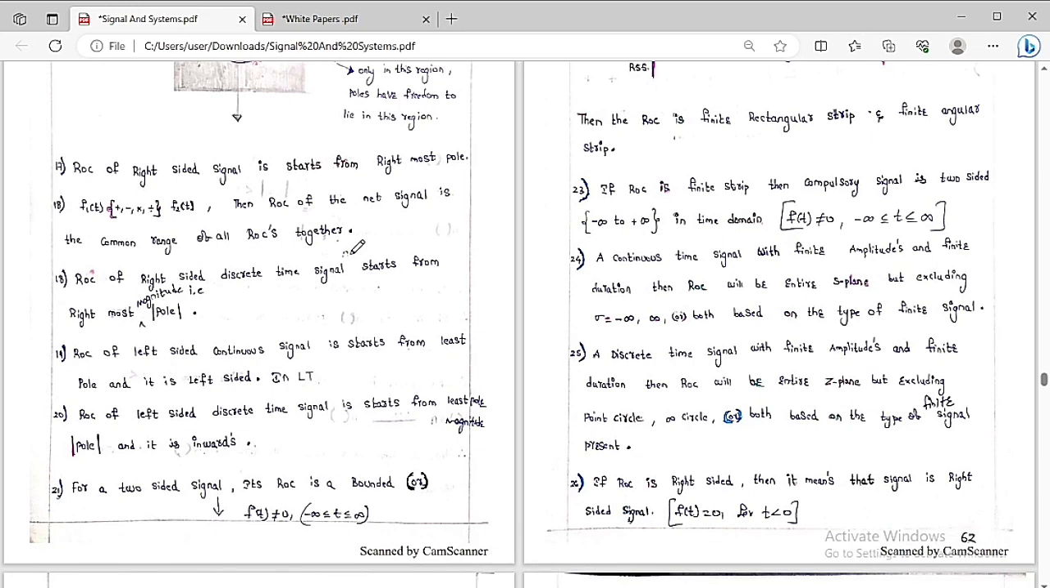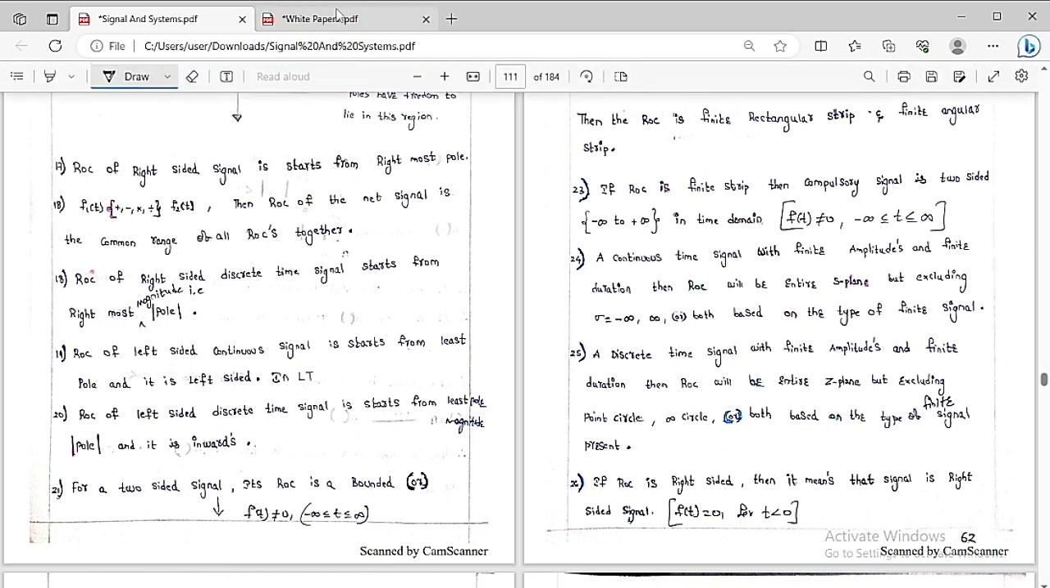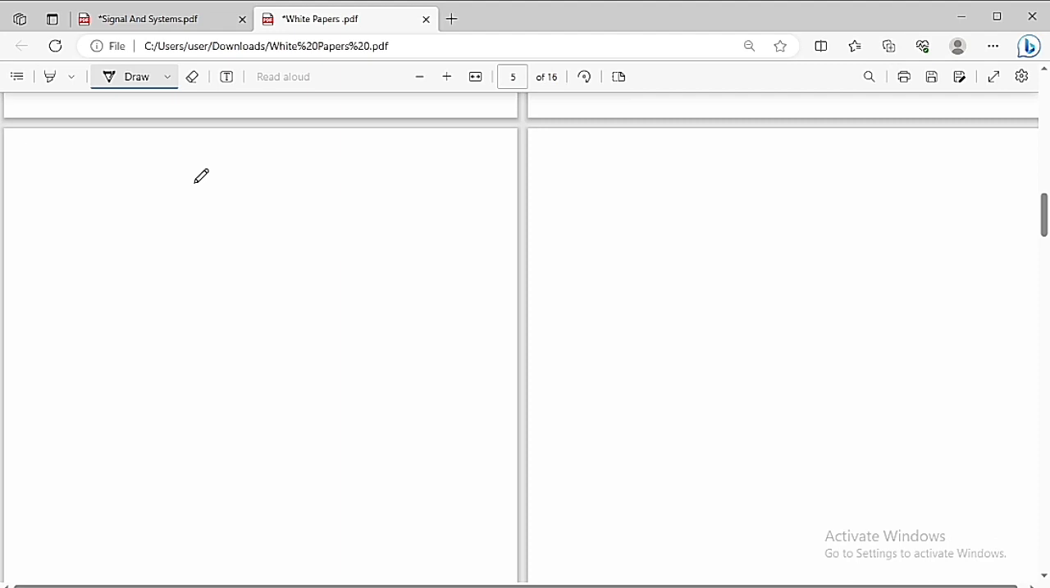Suppose the ROC of the right-sided signal starts from the rightmost pole. What is the meaning of this? I am telling this concept for the continuous time domain. The ROC of the right-sided signal starts from the rightmost pole. So listen carefully, what is the meaning of this? Suppose let me take a signal f of t, where f of t is equal to 0 for t less than 0. So this is called a right-sided signal.